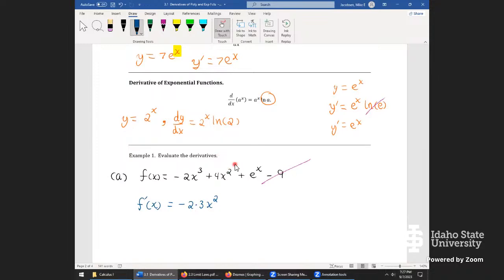Same process, right? 2 comes down and it multiplies the 4. New power of x is 1. So I'll just leave it as an x. That's what it simplifies to. What about the derivative of this one? What should we write down for e to the x? Exactly, it's itself. A very, very weird derivative. We'll go plus e to the x. We still have to simplify our answers. So here's my last step. You have negative 6x squared plus 8x plus e to the x. And that's pretty much all there is to it.